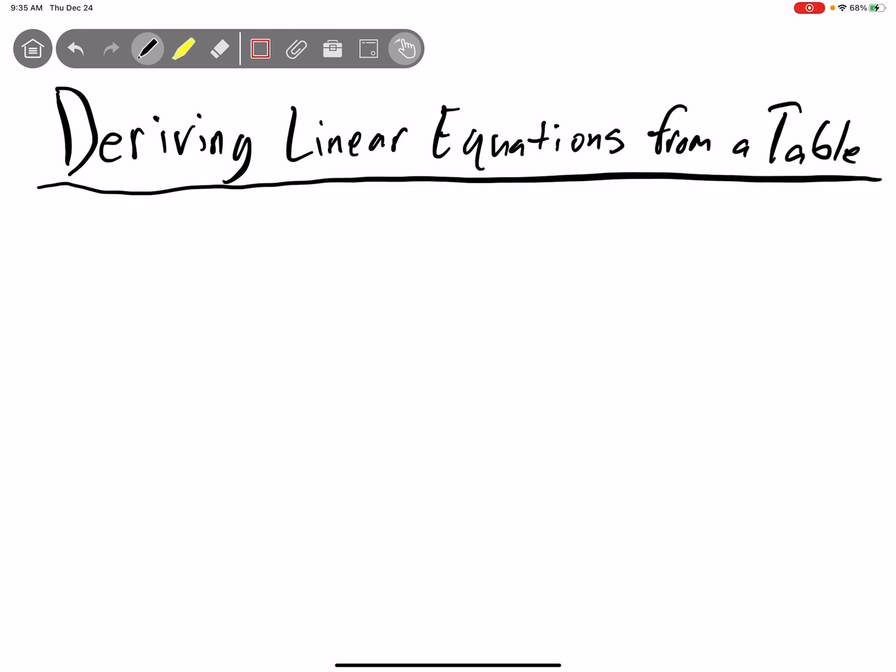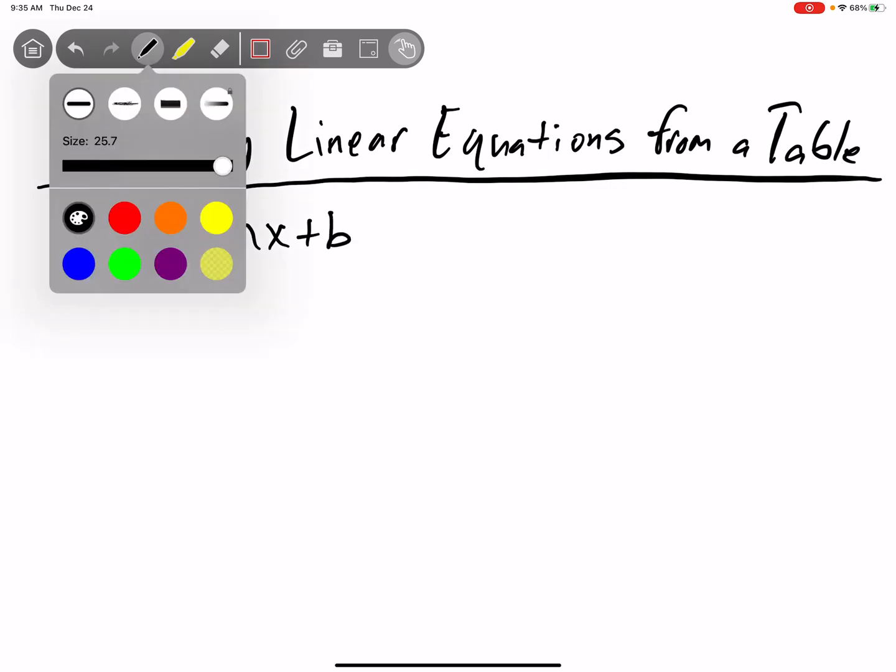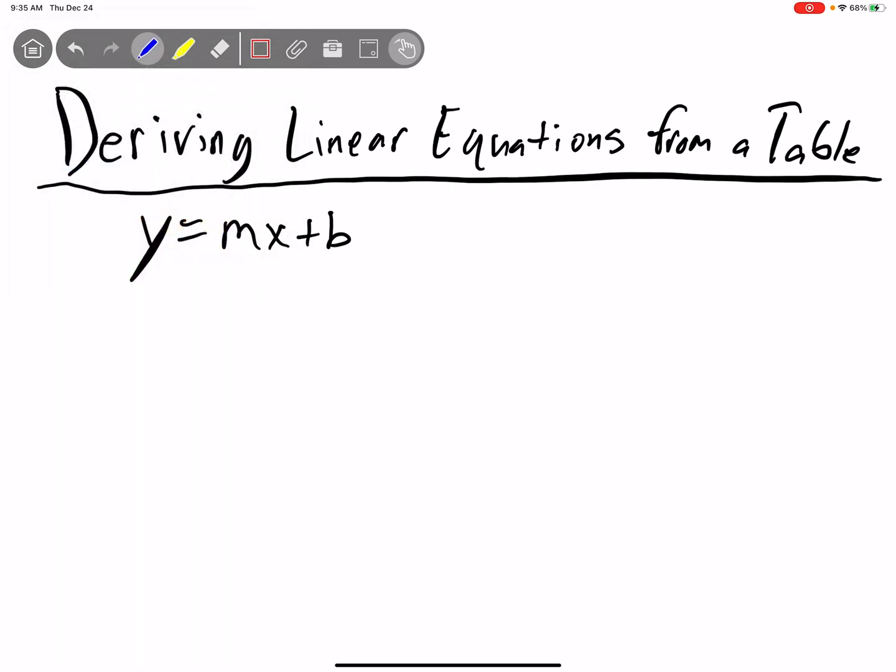So in this lesson, we're going to be deriving linear equations from a table. Remember, first off, our linear equations are going to be written in slope-intercept form, which is y equals mx plus b. And remember, a table is basically an input and output table between the variables x and y. X is always going to be your input, y is always going to be your output.